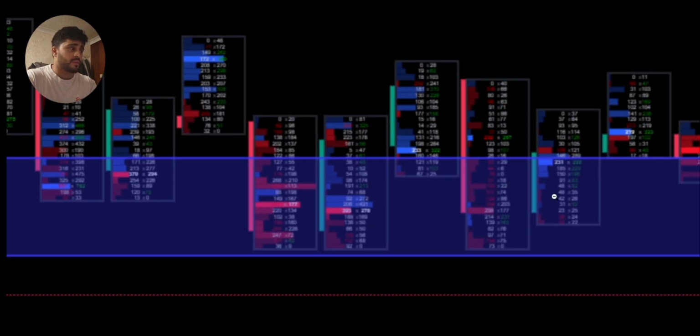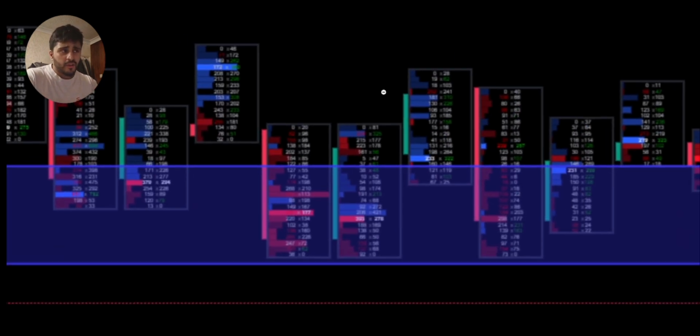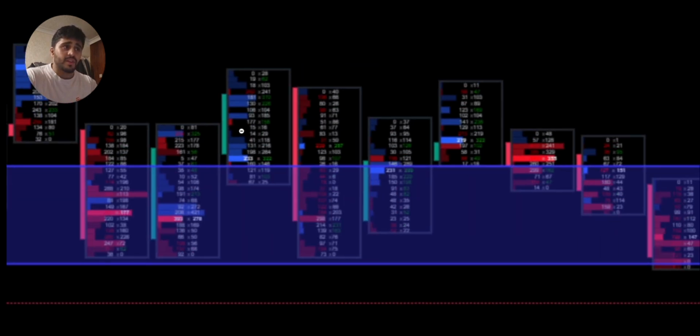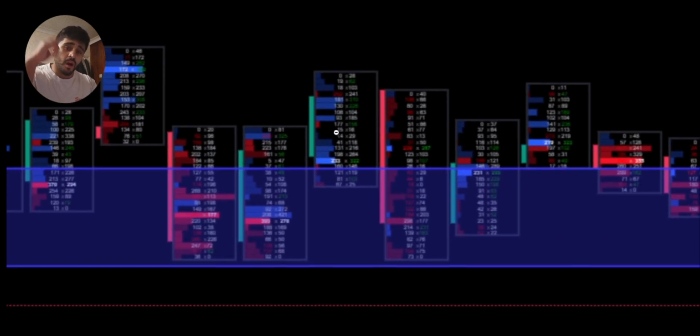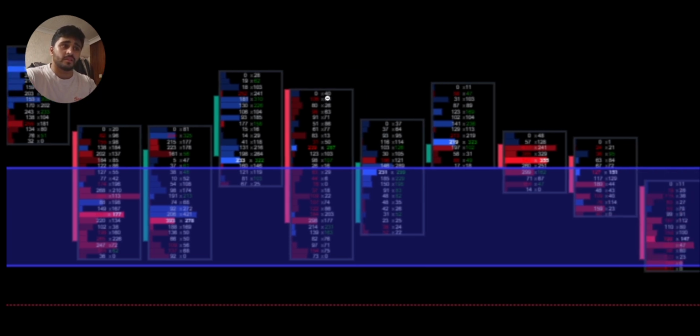Very simply, there's a couple of things I look for on the footprint charts. The first is I look for negative delta, heavy, aggressive negative delta. The second thing I look for is these finished auctions. You want to see a zero up top. So you want to see a zero over here, a zero over here, a zero over here.